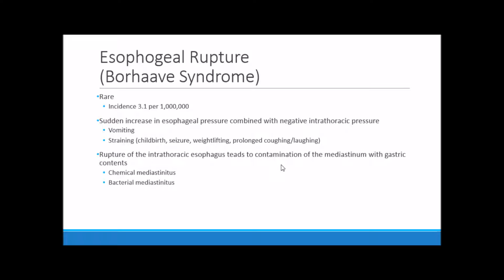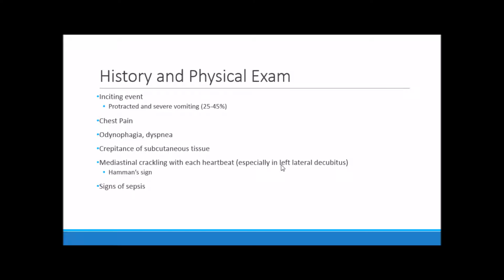Okay, so first of all, Boerhaave syndrome is really rare, okay? 3.1 per 1,000,000. What causes it? A sudden increase in esophageal pressure combined with negative intrathoracic pressure. So when can you get this? Most people get this from recurrent vomiting. But it's also been pulled off in other mechanisms like childbearing, seizures, a lot of Valsalva-ing during weightlifting, okay? It's been reported with patients who are coughing repetitively, or I guess it's dangerous to laugh too hard. And when you rupture the intrathoracic esophagus, it contaminates the mediastinum with gastric contents, and then that starts chemical and becomes bacterial.